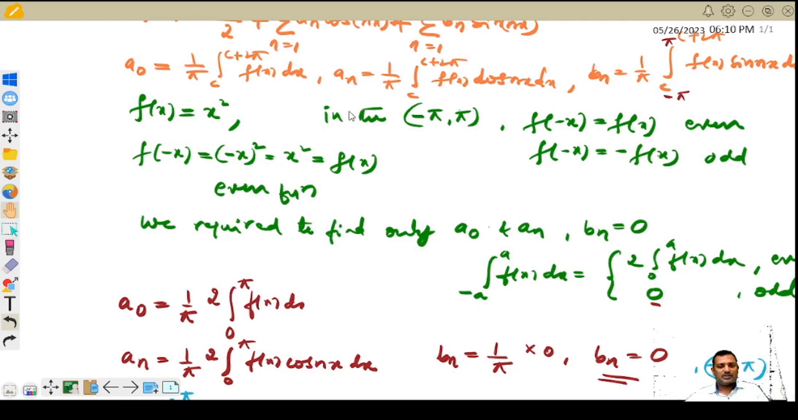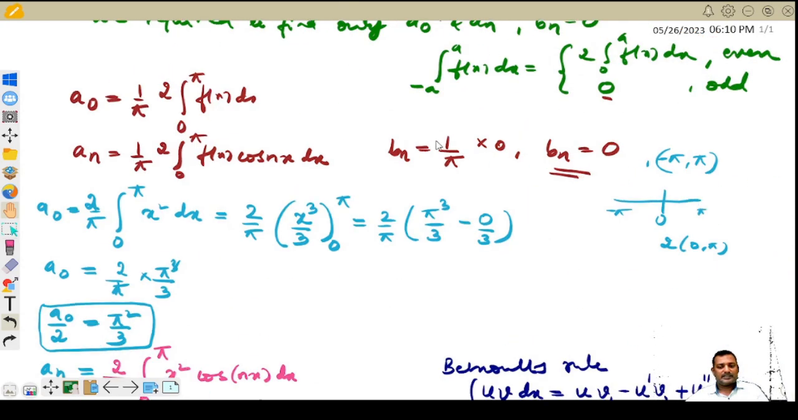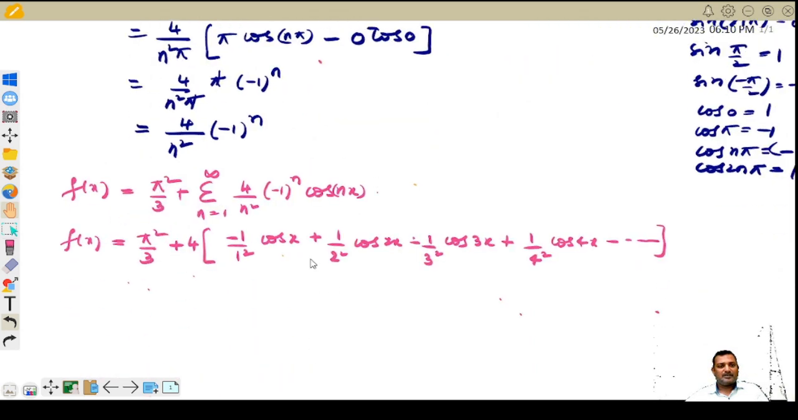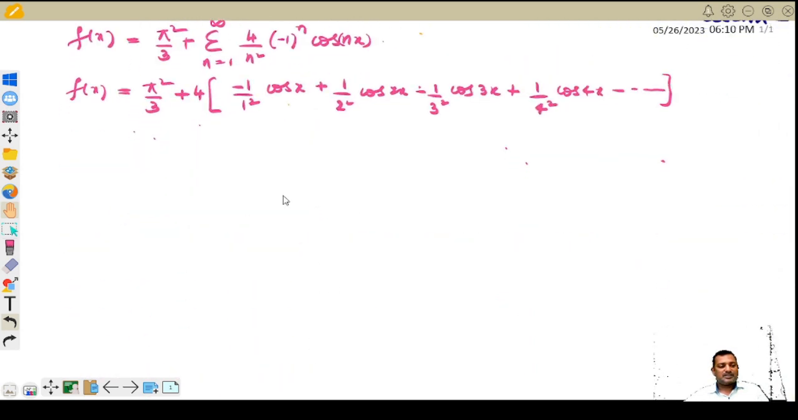So to deduce that series, what is the value we are going to substitute? Which value we are going to substitute here? Let us substitute x equal to 0. So the left side becomes f of 0.